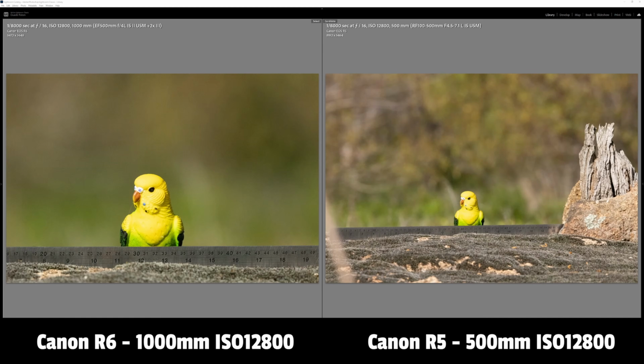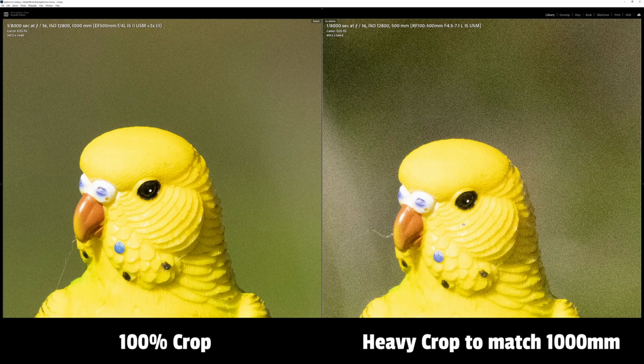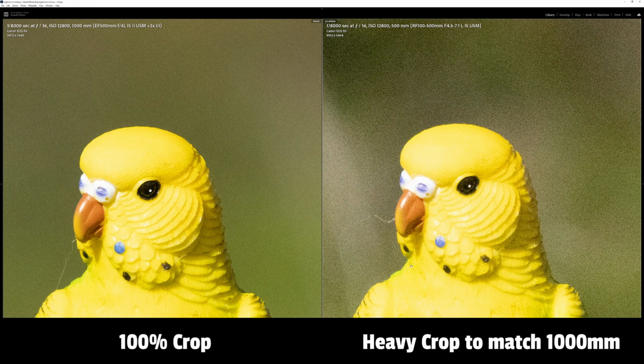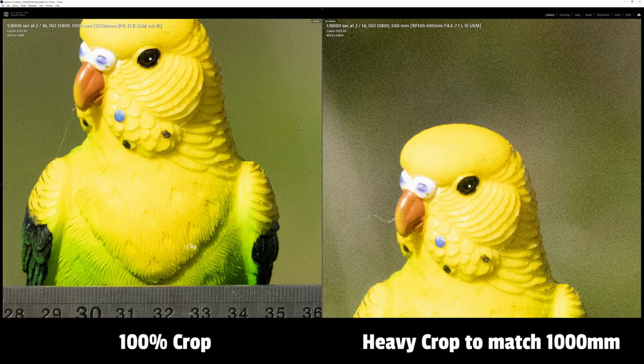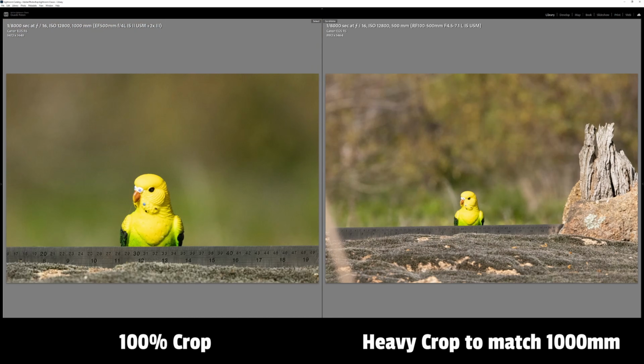Speaking of noise, the bigger the crop, the more visible the noise will be. If any of you have shot with an APS-C camera, you'll know what I'm talking about. Let's take a look at an example. So here are two images, both taken at ISO 12800, which is quite high. One's taken at 1000 millimeters on the R6, and the other's taken at 500 millimeters on the R5. Now the noise is almost identical when we look at them full frame. However, when I crop in heavily on the R5 image, we can see just how visible that noise is.